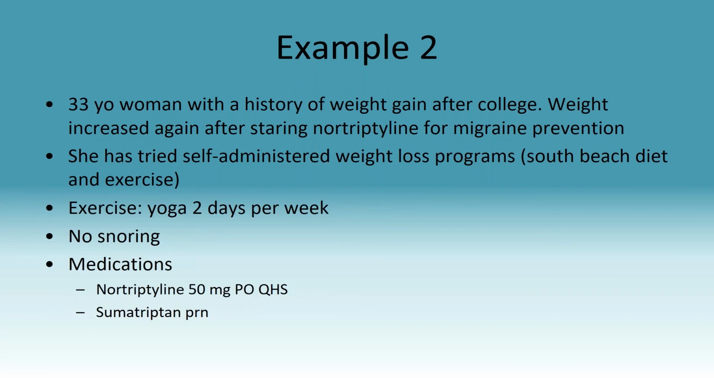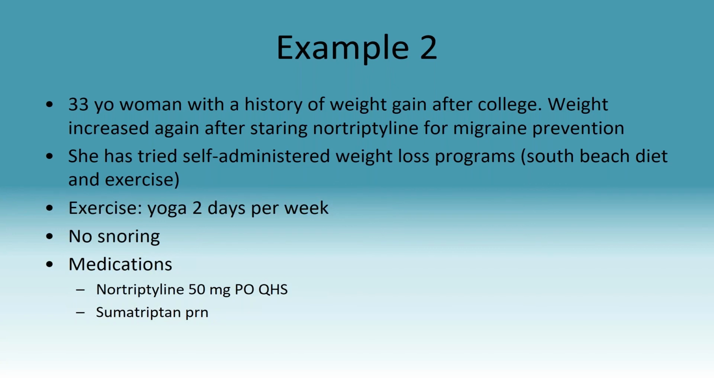So in our second example, we have a 33-year-old woman with a history of weight gain after college. Weight increased again after starting nortriptyline for migraine prevention. She has tried self-administered weight loss programs, including the South Beach diet and exercise, but really hasn't been able to lose weight. She currently does exercise, doing yoga 2 days per week.